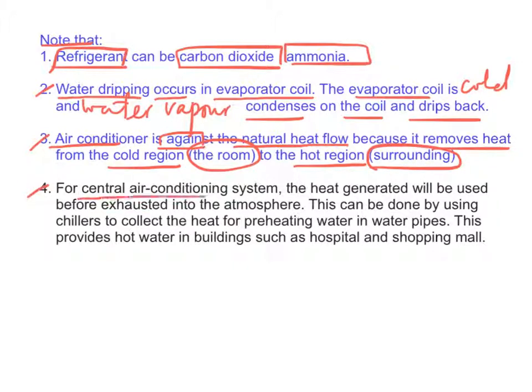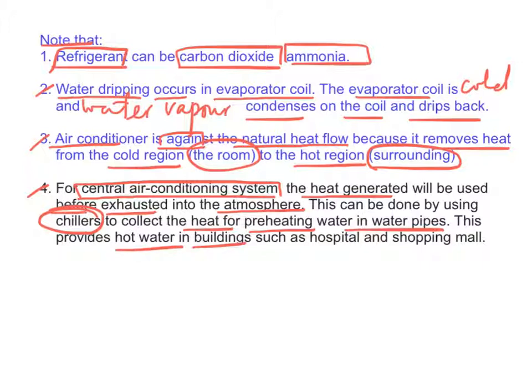For a central air conditioning system, 中央冷氣系統, the heat generated will be used before being exhausted into the atmosphere. This can be done by using a chiller to collect the heat for preheating water in water pipes. This provides hot water in buildings such as hospitals and shopping malls.